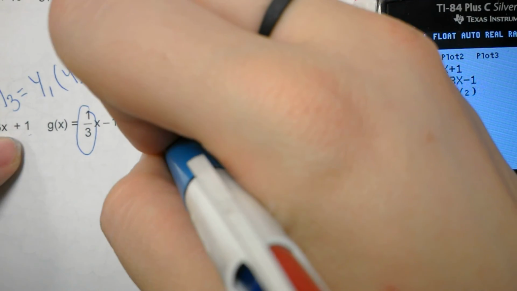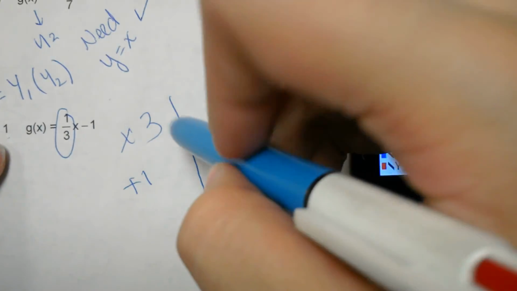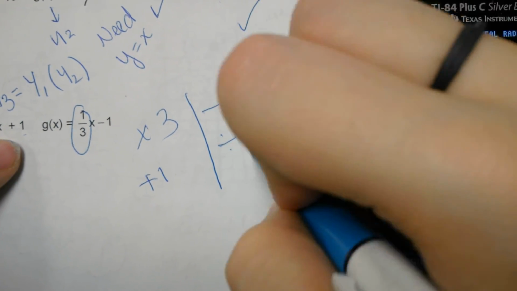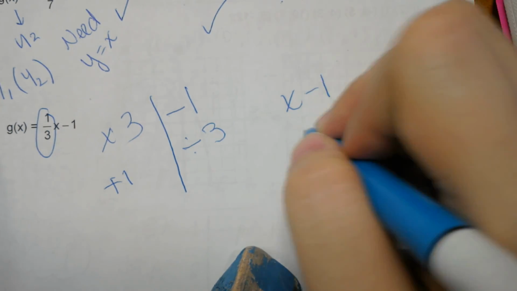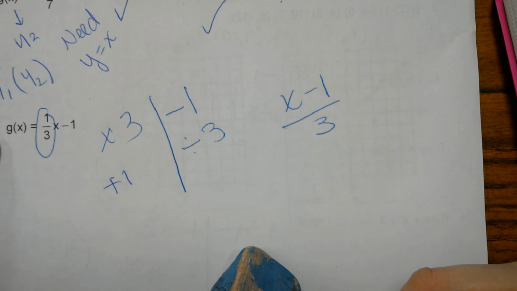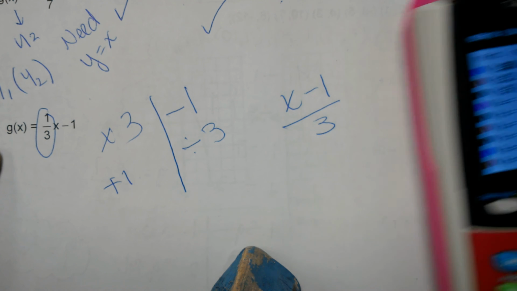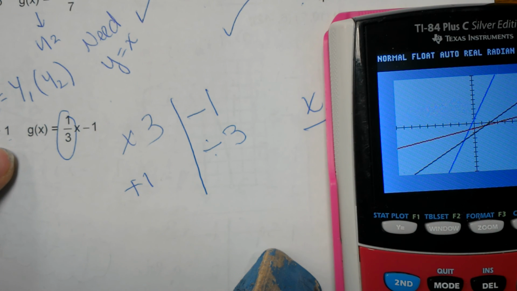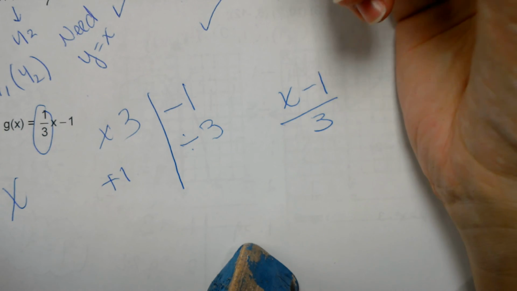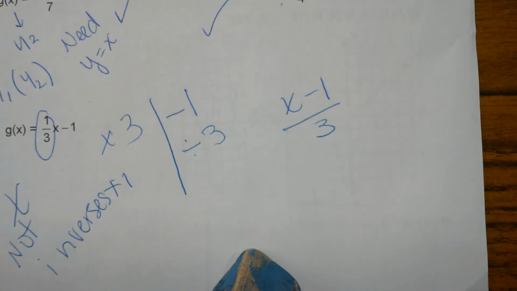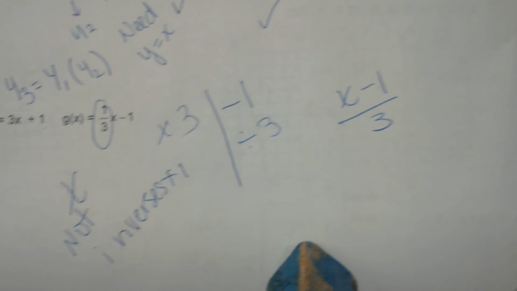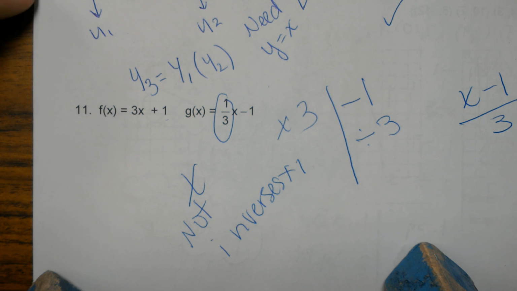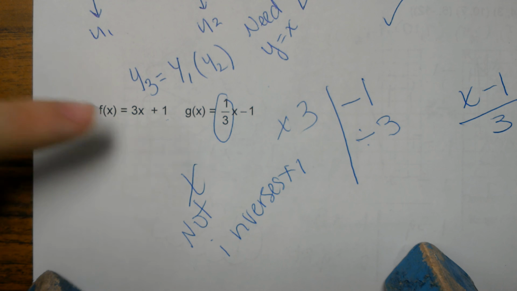In the original function, I multiplied by 3 and then I added 1. So in the second function, I should have subtracted 1, then divided by 3. So my function should be (x minus 1) divided by 3, not 1/3 x minus 1. So these are not inverses. And the calculator told me that when I graphed it. I don't get the line y equals x. So number 11 is wrong. They are not inverses. So 9 and 10 were inverses, but 11 was not. The two functions were not inverses of each other.